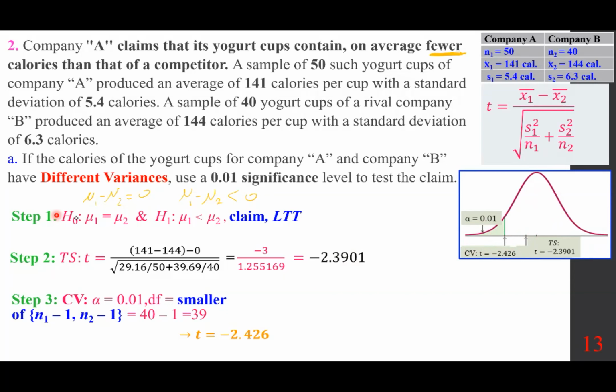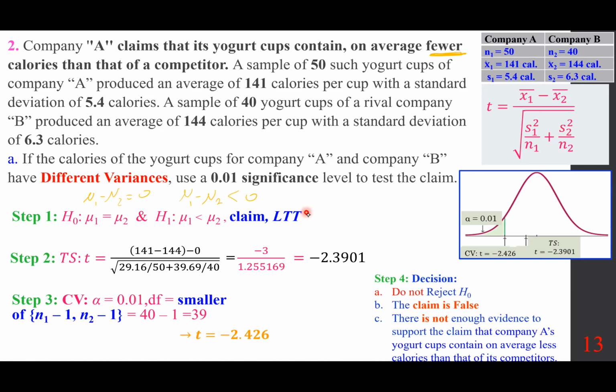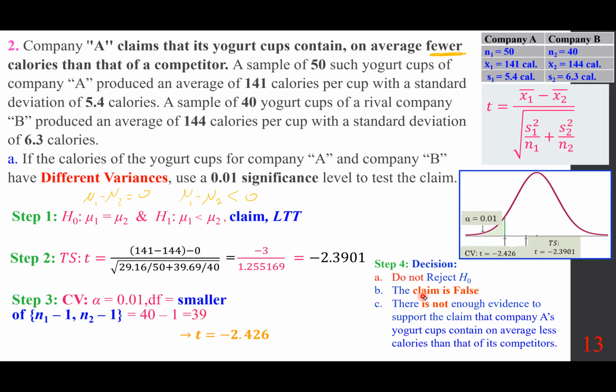Any tail would make it a rejection region; this is the non-rejection region. Therefore, fail to reject H0, or do not reject H0. If you're not rejecting H0, what are you rejecting? H1, which means you're rejecting the claim. The claim becomes false, and there's not enough evidence to support the claim that company A's yogurt cup contains on average less calories than that of its competitor. That's how you would write that. Again, pay attention to the fact that it says use different variances, and this is without the technology. And I will discuss the technology in a moment also.